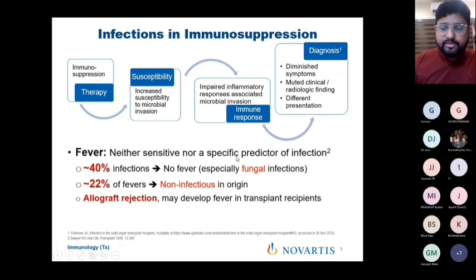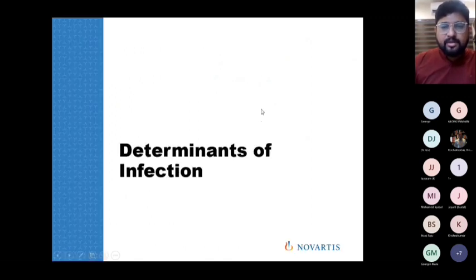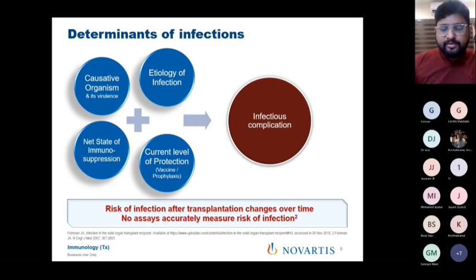So with all this confusion about the presentation as well, it is very important that we titrate our immunosuppression in such a way that we don't land up with infection, and we do what we call the balancing act. So we bring it in such a way that we don't increase the immunosuppression to cause infection, and neither do we undersuppress to cause rejection. So with this, we go to the determinants of infection.